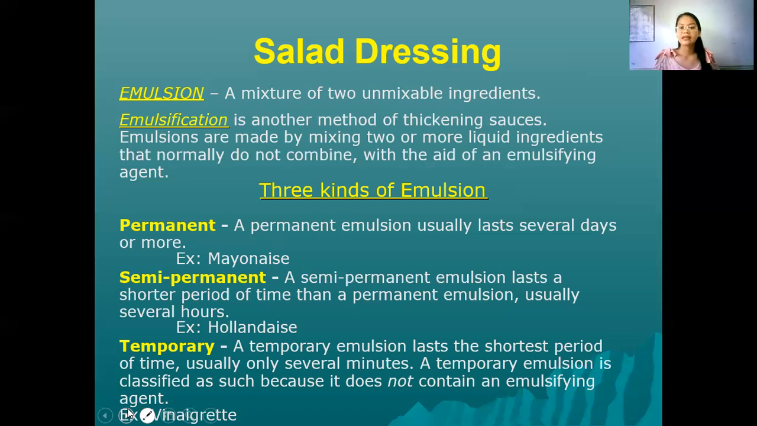And then the temporary emulsion lasts the shortest period of time, usually only several minutes. The temporary emulsion is classified as such because it does not contain an emulsifying agent. For example, the vinaigrette that I have mentioned earlier. You can even try it at home. You add soy sauce and oil, and then you mix it and put it on the table, and it will just last several minutes. The oil will be on top, and the liquid will sink. You learn that in your science, because water is denser than oil. That is why eventually the liquid, which is the soy sauce, will sink down and the oil will float. So those are the three kinds of emulsion, okay, class? Which are part of salad dressing.